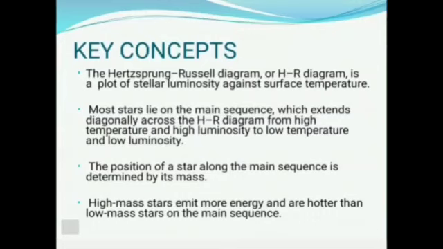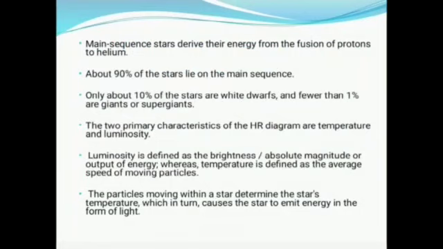Mass is the factor that determines the position of a star in the main sequence. The stars which emit more energy have higher mass and they are hotter than the lower mass stars. The stars on the main sequence get energy from the fusion of protons to helium. Almost 90% of stars lie on the main sequence, whereas about 10% of the stars are white dwarfs and very few are giants or supergiants.